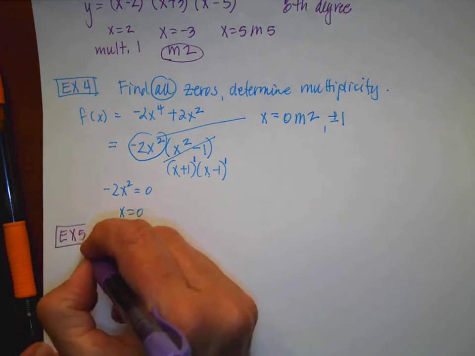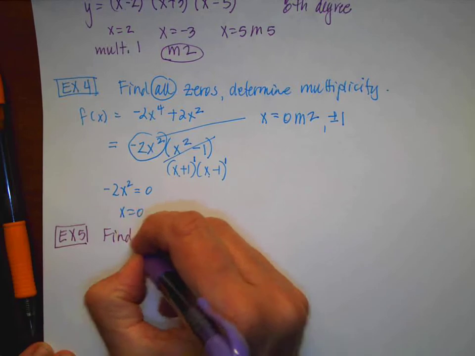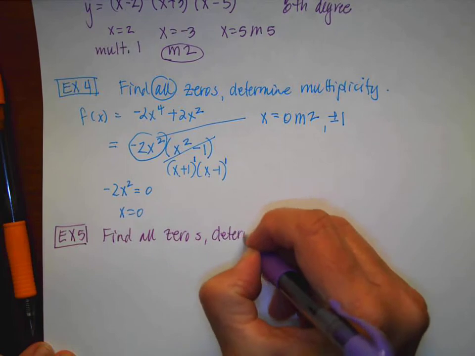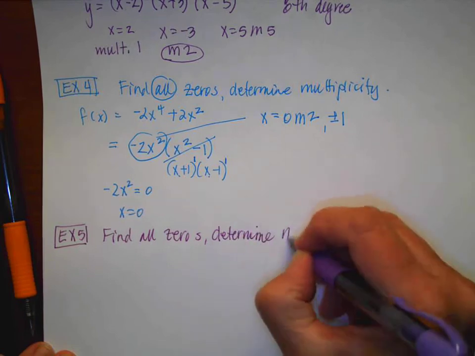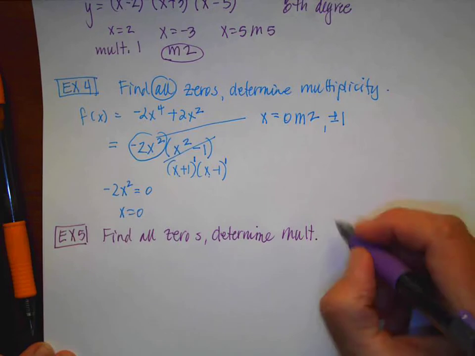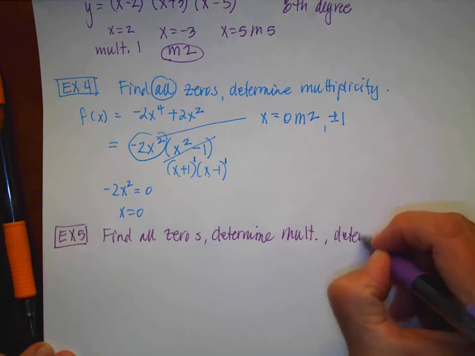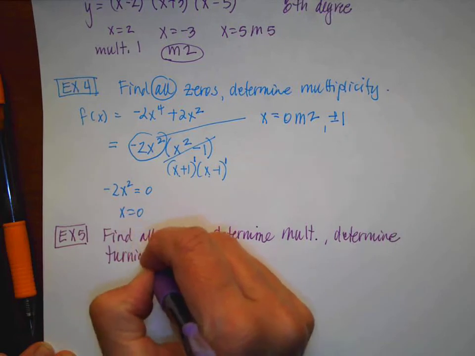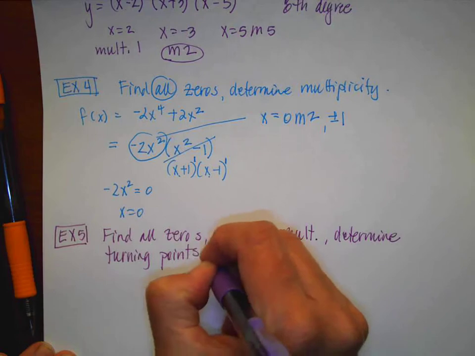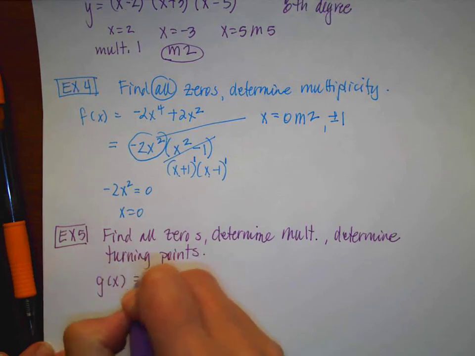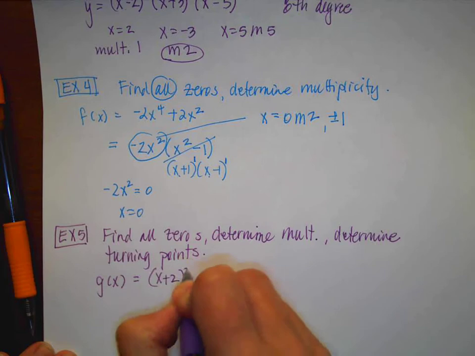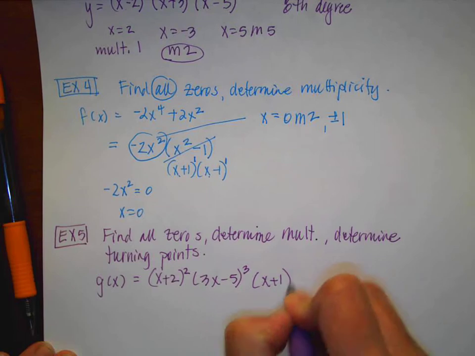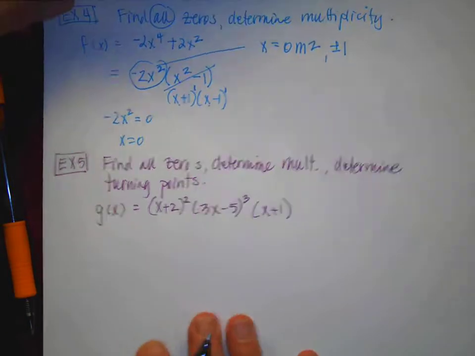All right, let's do another example. This is example 5. It says, find all zeros, and then determine the multiplicity. I'm just going to write it that way. And then determine the turning points. All right, the function is going to be g of x is equal to x plus 2 quantity squared, 3x minus 5 to the third, and x plus 1.